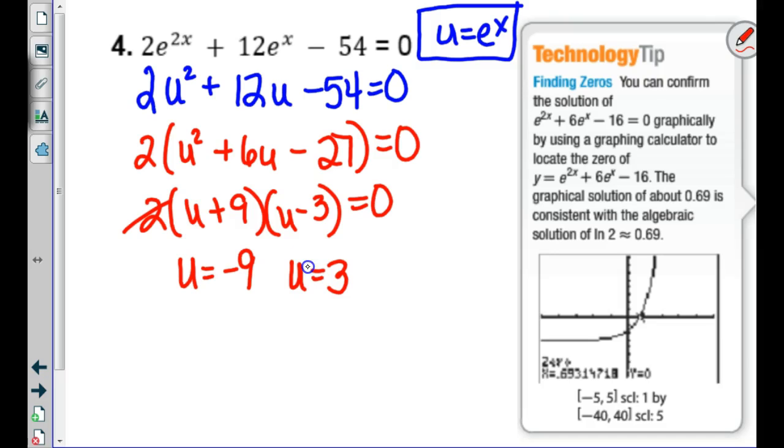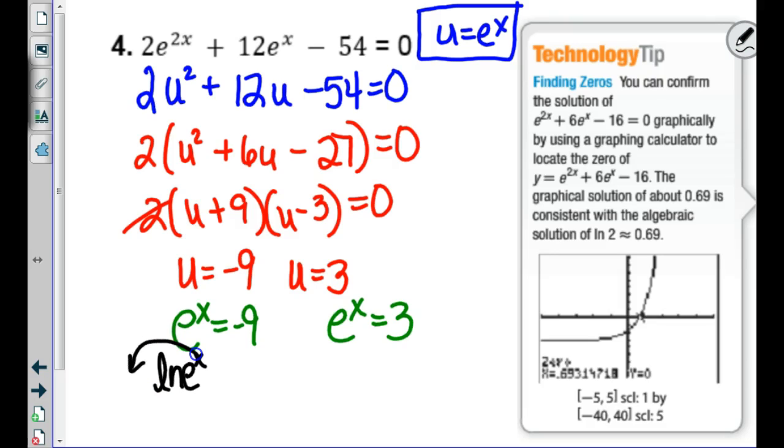What do we have to now go back and do? This is actually e to the x. Are we done? No, because we need to find x. How do we solve for x? Yes, we have to take the log of both sides. We're going to move the x out front.